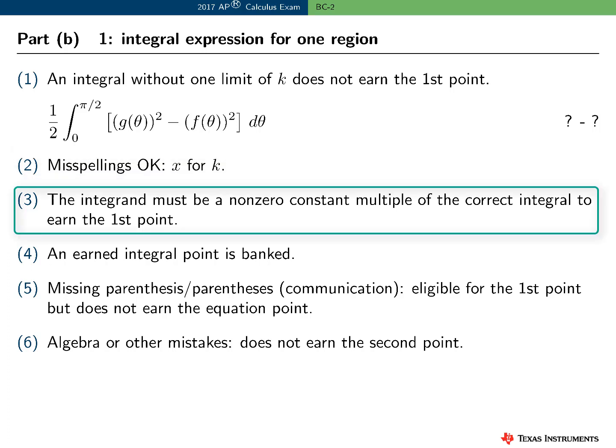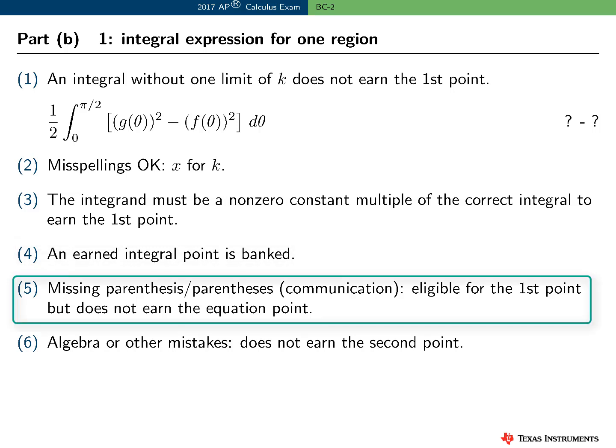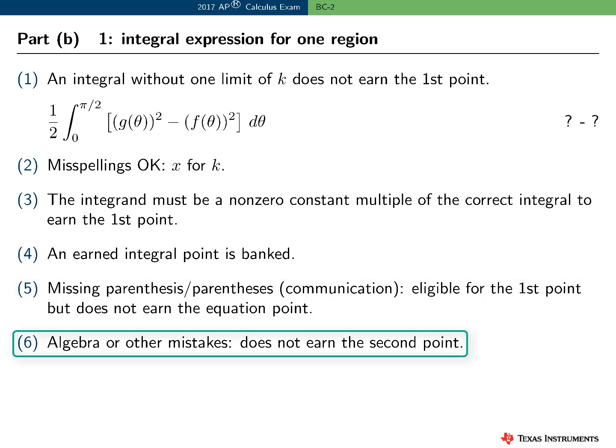The integrand must be a non-zero constant multiple of the correct integral to earn the first point. And this first point, if earned, is also banked. If there are missing parentheses, the student is eligible for the first point, but cannot earn the second or the equation point. And if the student makes any algebra or simplification mistakes, they do not earn the second point.